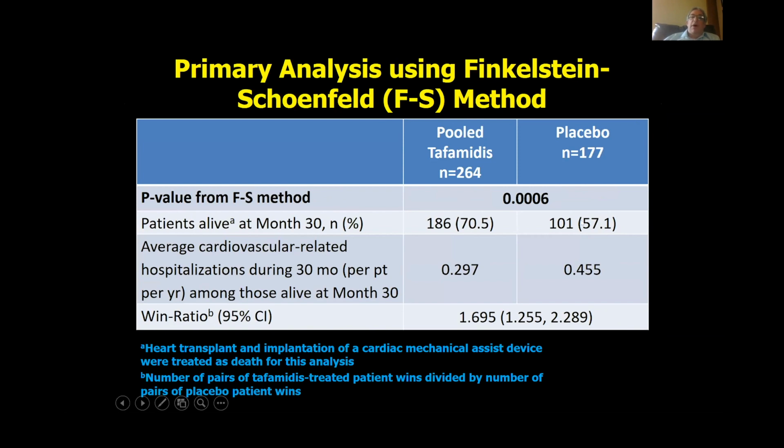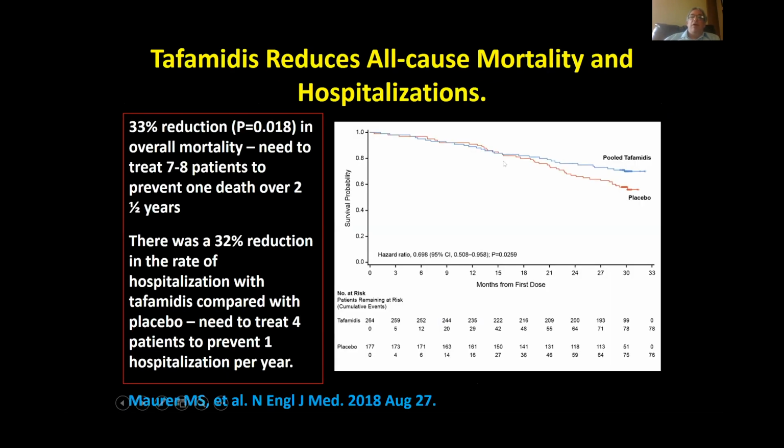And so as shown in traditional Kaplan-Meier curves, there was a mortality benefit; the curves seemed to diverge at about 18 months. But the absolute reduction in mortality portended a number needed to treat of about 7.5 patients to prevent 1 death over the 30-month time period, or 2.5 years. And there was also a concomitant 32% reduction in the risk of hospitalization per year, with a number needed to treat of 4 to prevent 1 hospital stay per year.